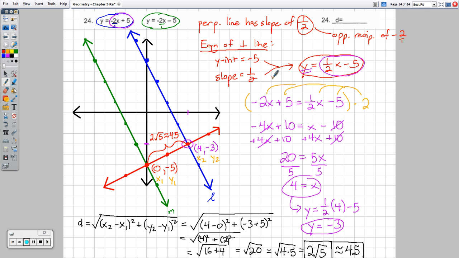I guess technically I should write this in up here, my final answer, since I've been doing that all along, in the little blank right there, 2 radical 5, or approximately 4.5.